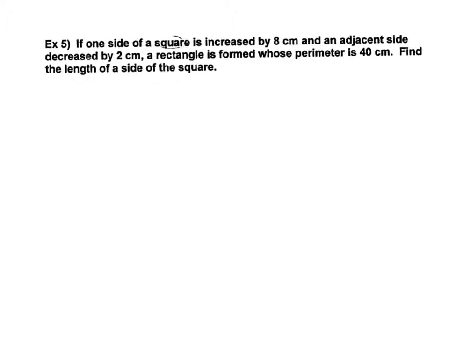So it says one side of a square. So let's draw the square. And then it says it's increased by 8 and it forms a rectangle. So we're basically taking a square and making it into a rectangle. So what we want to do is start out with the square as being all the sides are equal, and we're going to make those sides equal x because that's our starting point. So our variable is x, and that's the side of the square. That's where we're starting from. So we let that be x.